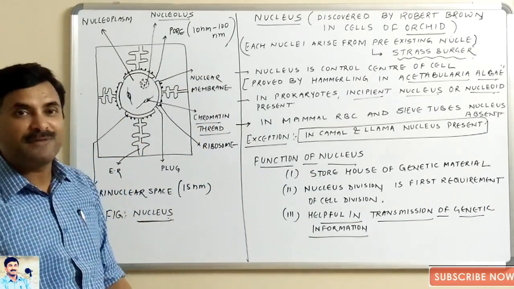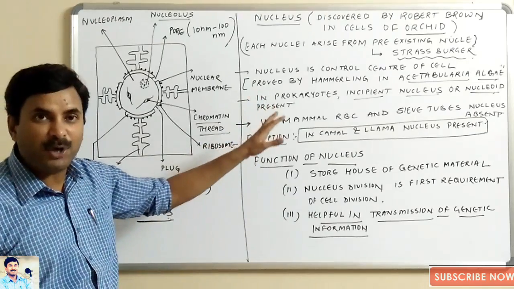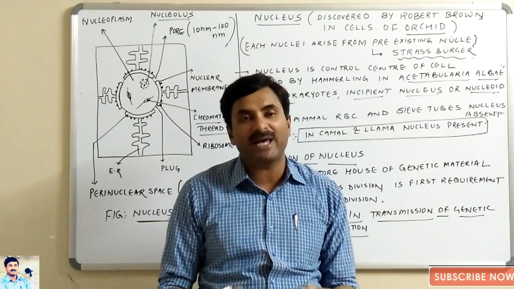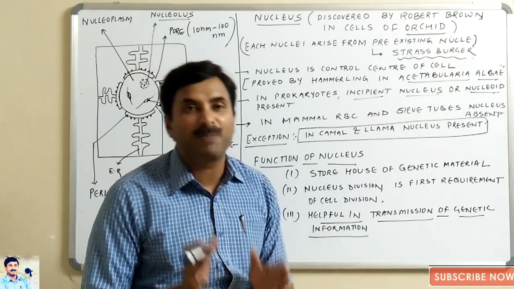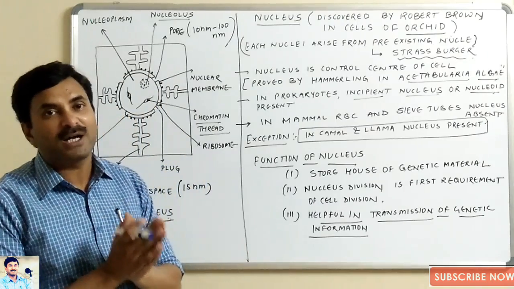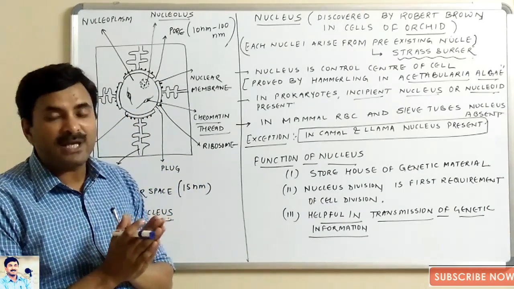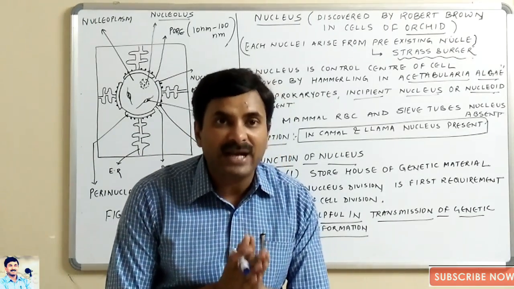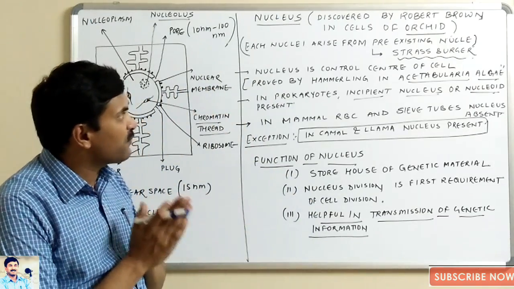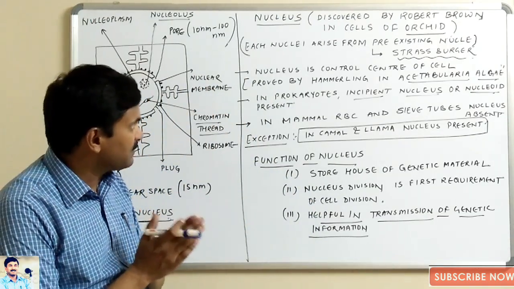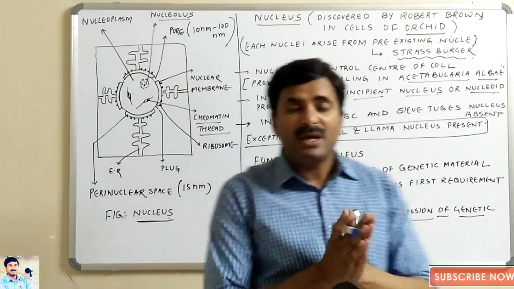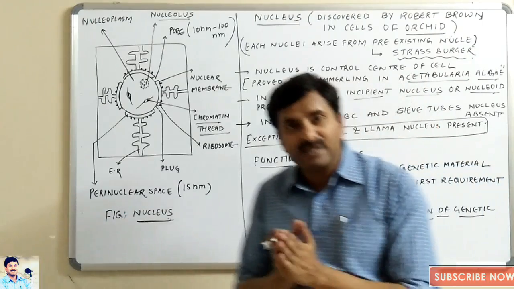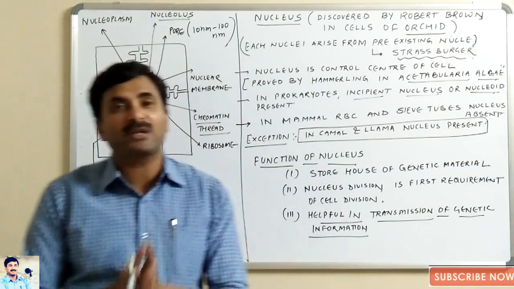Hello students, today we are going to discuss a very important topic known as the nucleus. The nucleus was first discovered by a scientist named Robert Brown from the cells of the orchid plant. Another scientist, Strasburger, stated that each nucleus arises from a pre-existing nucleus. We must also know that the nucleus is the control center of the cell. We can say that it is the controller of the cell, the director of the cell.